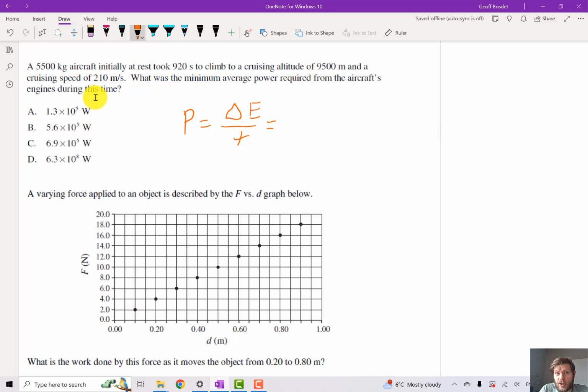And you just got to ask yourself, did it get more up? If so, we're going to throw in an mgh term. It did increase, its height increased by 9,500 meters, but it also got faster. So its kinetic energy also changed. It started with 0, and now it's got 1/2 m times 210 squared energy. And then if we want to find the energy per second, how much it's changing per second, we just divide it by 920, the number of seconds.